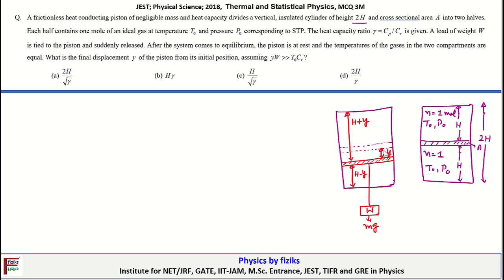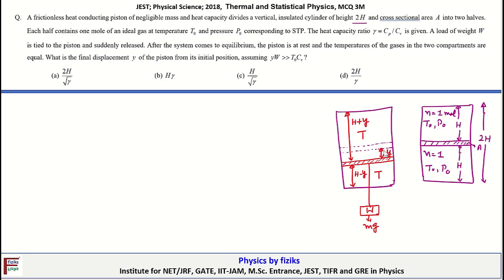A load of weight W is tied to the piston and suddenly released. After the system comes to equilibrium, the piston is at rest and the temperatures of the gases in the two compartments are equal. So now the piston has again come to rest after it was disturbed from the equilibrium position when we attached the load. We are assuming that's the equilibrium position. So the final temperature is T in both compartments. That's the information given to us.